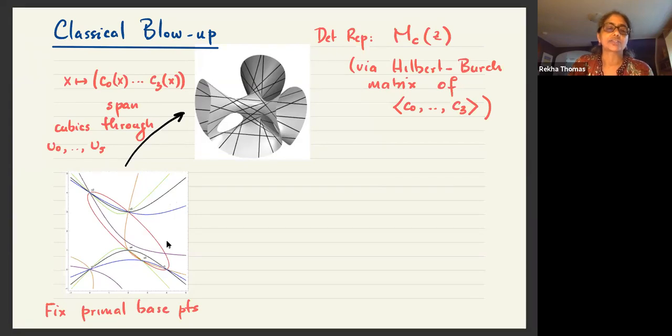So this is the blow-up construction. And under the blow-up construction, these U's, we'll call them primal base points. So once you do the blow up, the exceptional divisors of the U points are the U walls. The strict transforms of the conics are the V walls. And there will be a natural determinantal representation that comes out of this blow up via the Hilbert-Birch matrix of the free resolution. Okay, so that's maybe not so important to know right now. But the point is that the determinantal representation depends on the cubics that you chose. Okay, so you can get a determinantal representation.